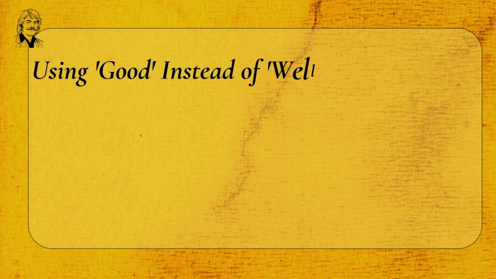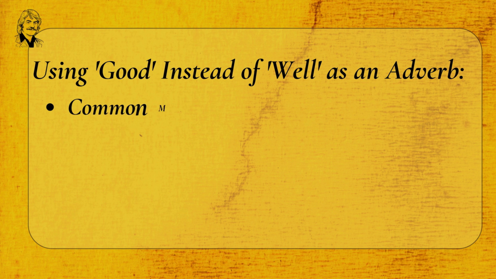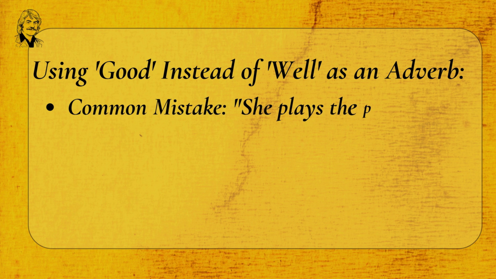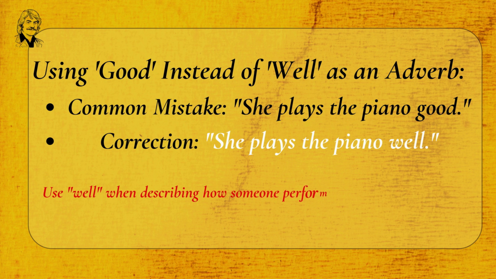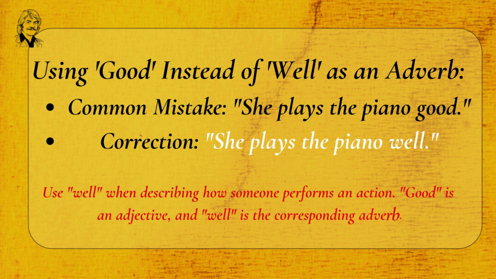Using good instead of well as an adverb. Common mistake: she plays the piano good. Correction: she plays the piano well. Use well when describing how someone performs an action. Good is an adjective and well is the corresponding adverb.